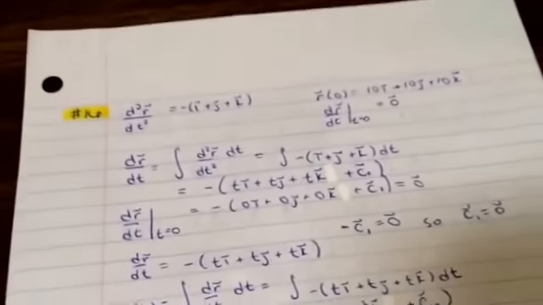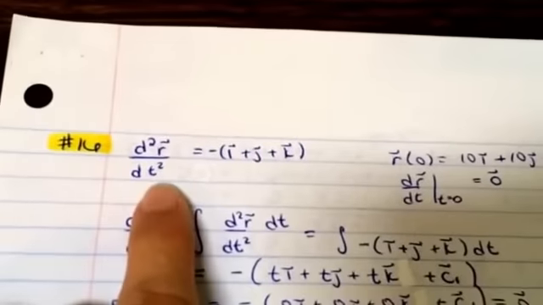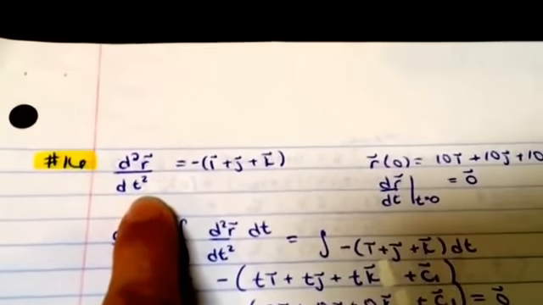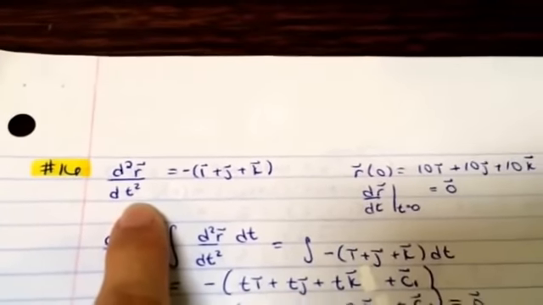Now let's look at what you would do if you have the second derivative. So this is number 16. So notice here it's the second derivative. So this is like acceleration, right? The first derivative, velocity, second derivative, acceleration.